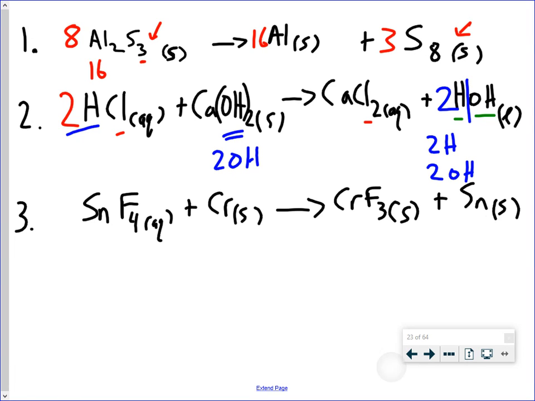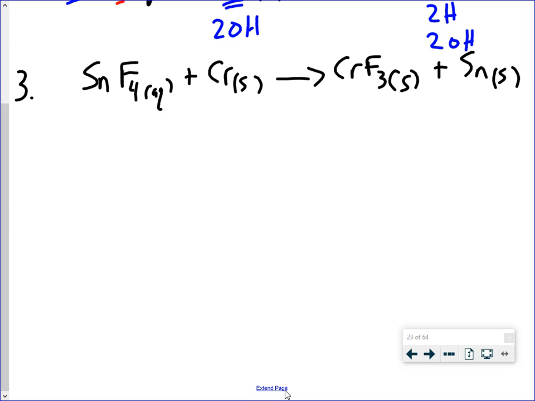Okay, you guys try this last one. Try and balance it. What would you start with? What has the most in it? If your answer was chromium, you're wrong and you weren't paying attention. I am very sad. Which one has the most? The answer is the fluorine. We've got 4 and 3. How do we try and balance something so weird as that?